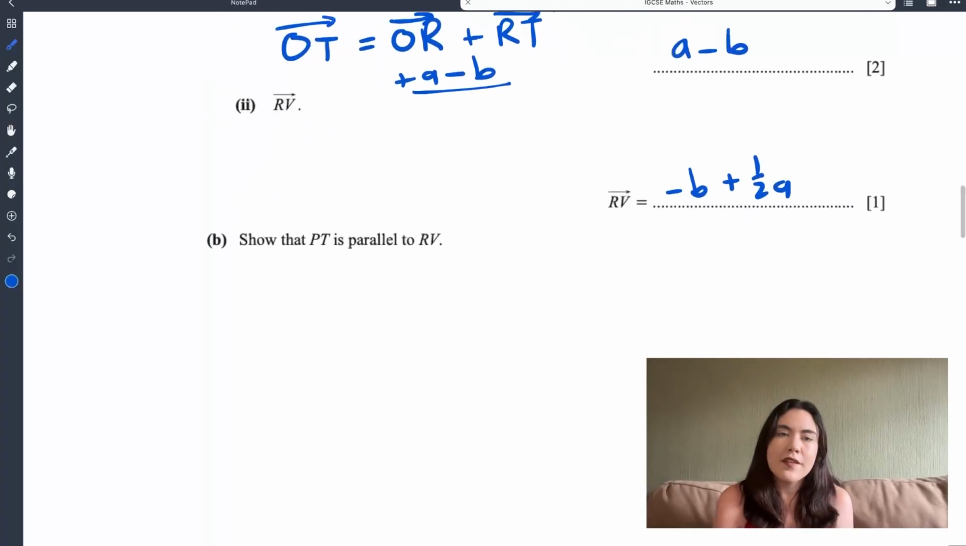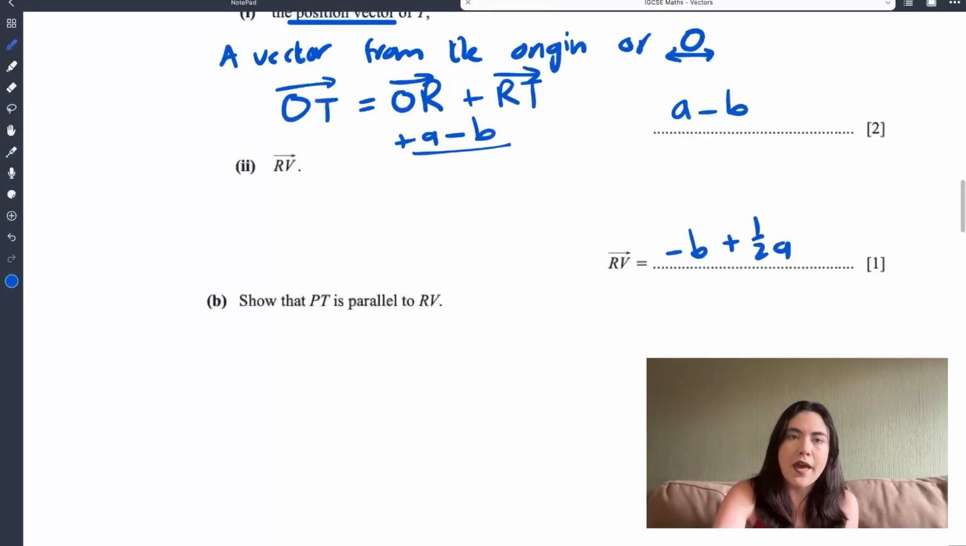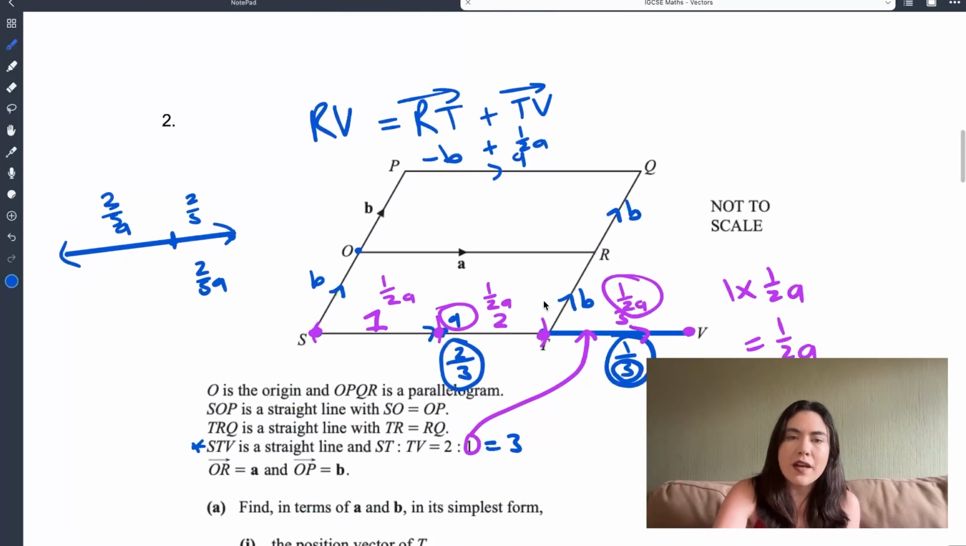Then it says, show that PT is parallel to RV. Okay, so PT is parallel to RV.